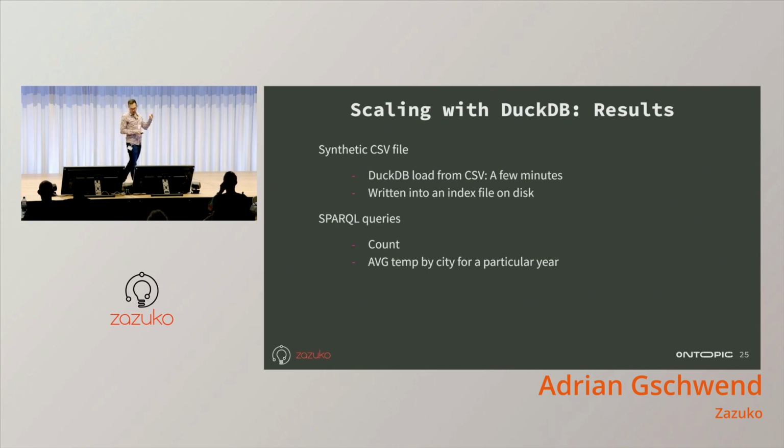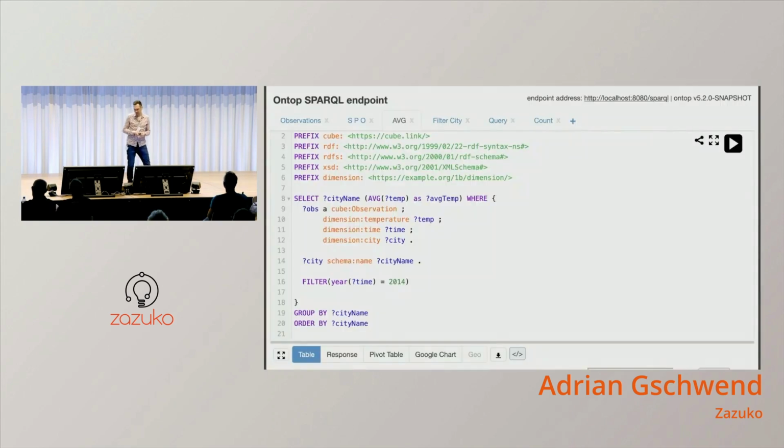And then I did 2 SPARQL queries. You will see them: a count just to prove my point, and an average like what we saw just before. So this is the average. I take cube observations and get the dimensions temperature, time, and city. I group by the city. We also get the label from the city, and I filter for 1 year.